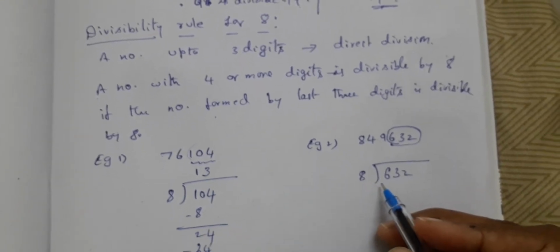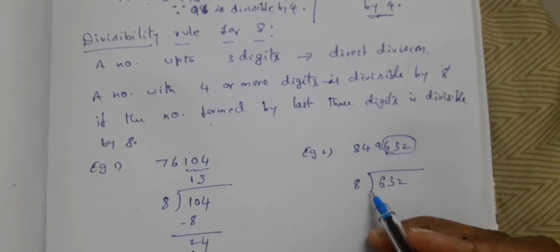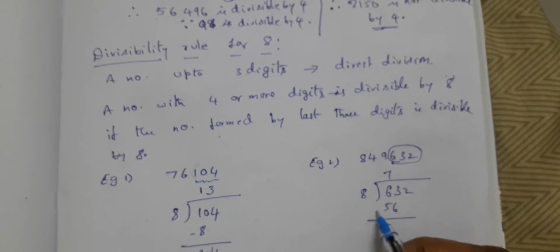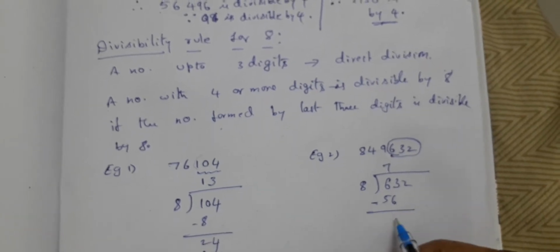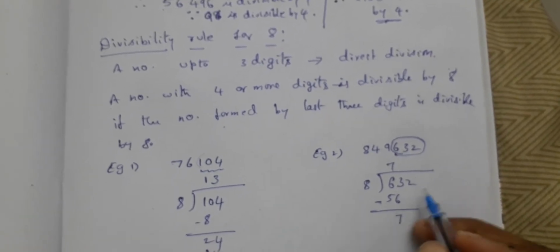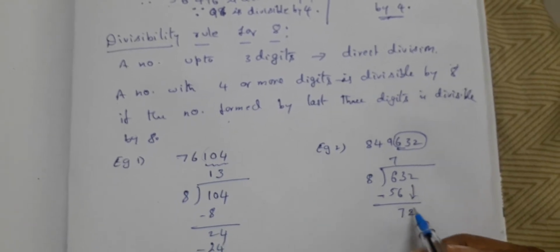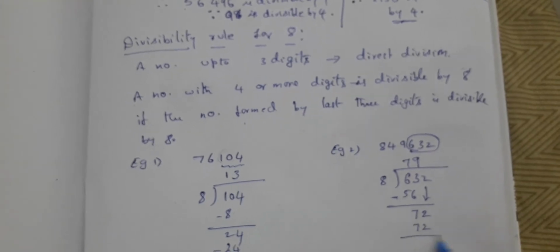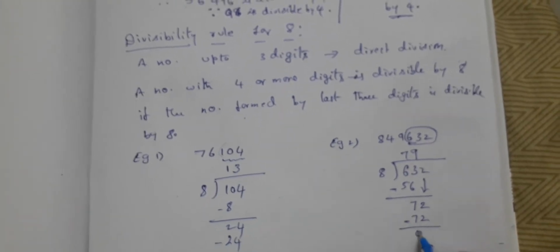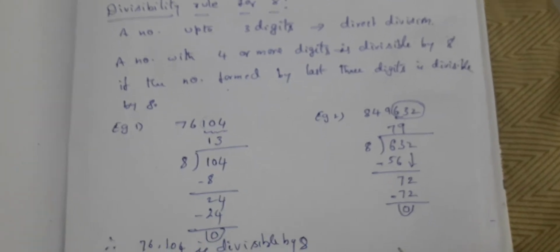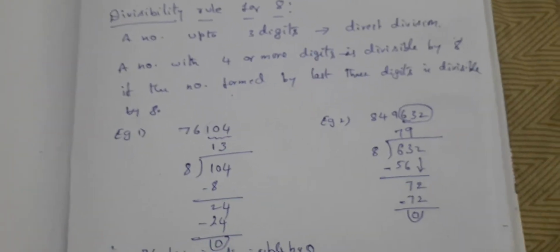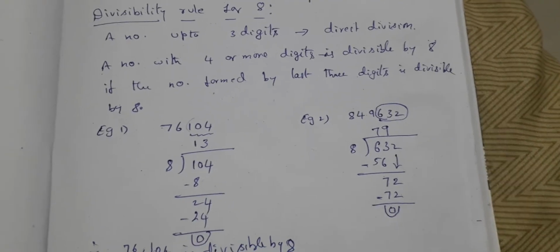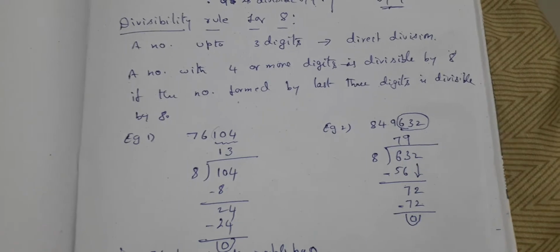So, 7 8s are 56. So subtraction 13, that means 7. So now bring down 72. 9 8s are 72. 8 9s are 72. Wow, remainder 0. That means last 3 digits are divisible by 8. Therefore complete number is divisible by 8.